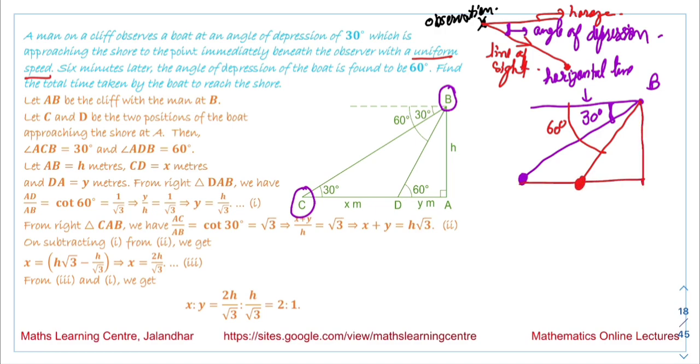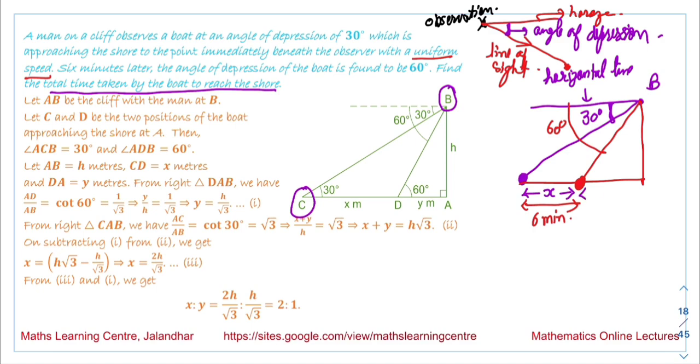We have to see how much distance it has traveled. It has traveled for 6 minutes. Now the speed of the boat is given to be uniform. So suppose the distance it has traveled in 6 minutes is x meters. Now what we have to do is find the total time taken by the boat to reach the shore.